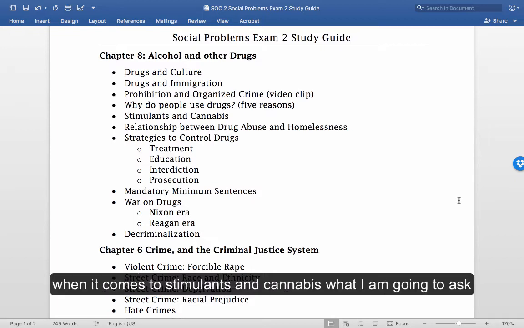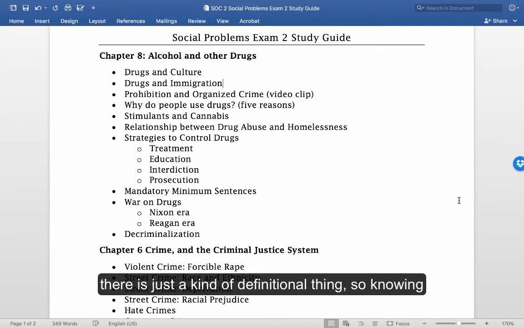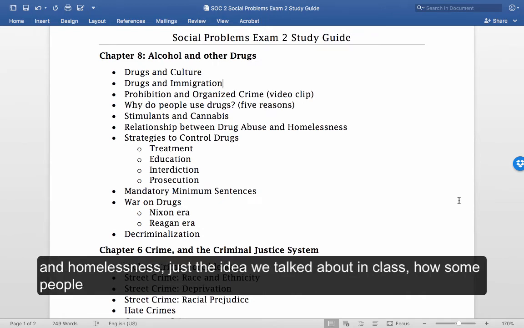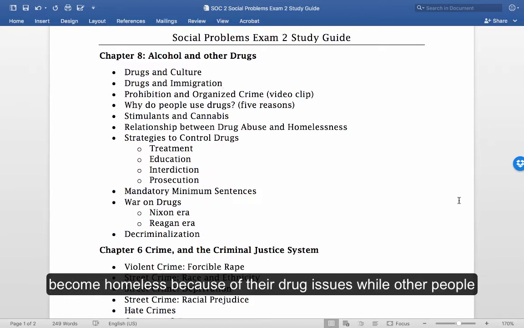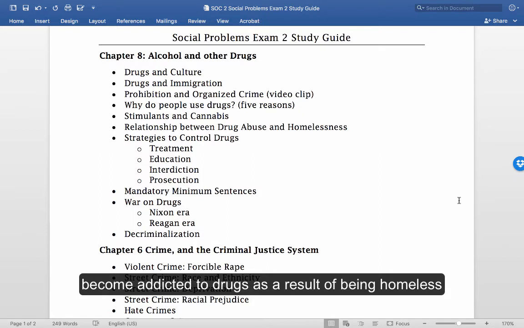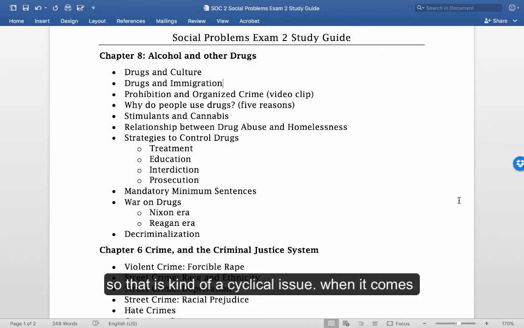Anyway, when it comes to stimulants and cannabis, what I'm going to ask there is just a definitional thing, so knowing which is which. The relationship between drug abuse and homelessness: we talked about in class how some people become homeless because of their drug issues, while other people become addicted to drugs as a result of being homeless. So it's kind of a cyclical issue.